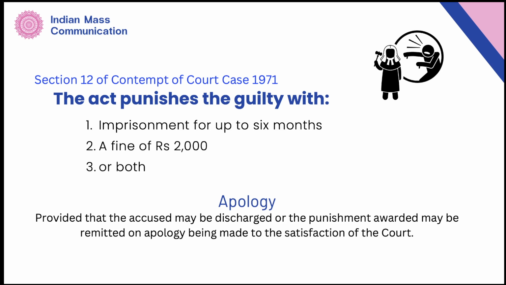So what is the punishment for contempt of court? It is an imprisonment up to 6 months, a fine up to 2,000 rupees, or both. And also there is a provision of apology, provided that the accused may be discharged or the punishment awarded may be remitted on apology being made to the satisfaction of the court.